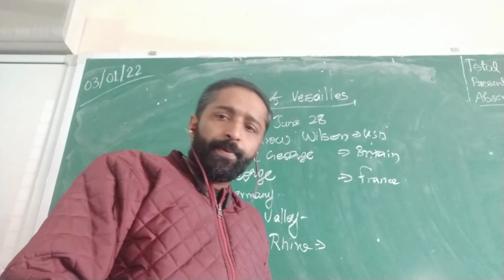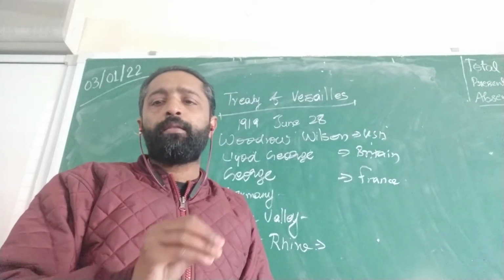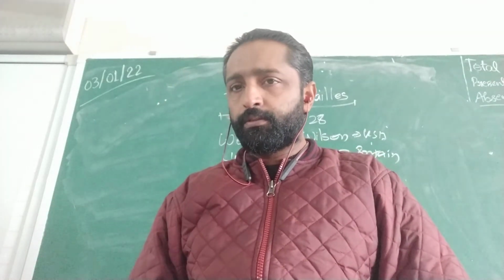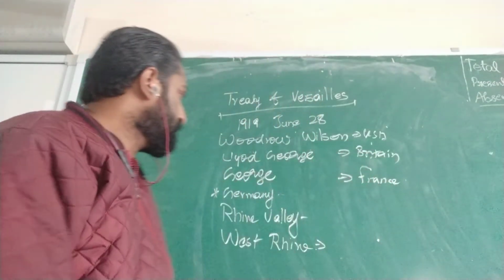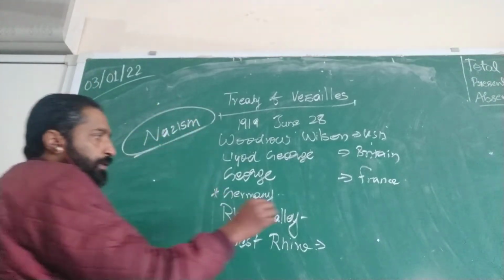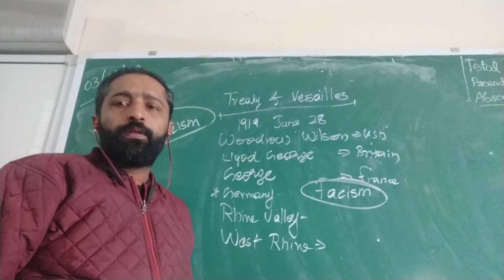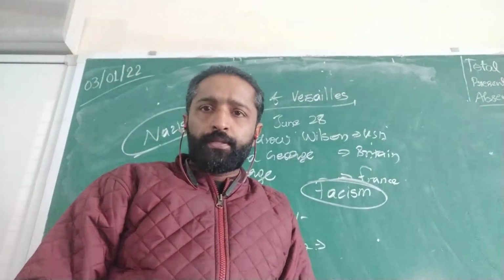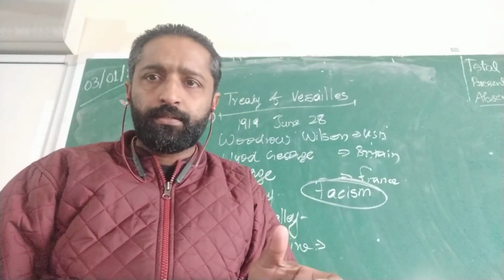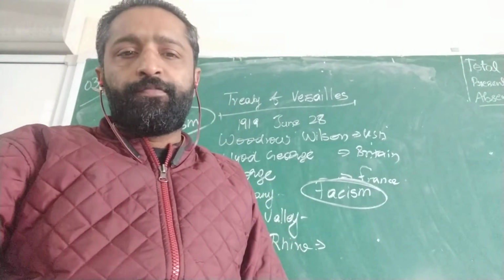Now let's move on to the next topic, that is, what are the similarities between the ideologies of Nazism and Fascism? After the First World War, there emerged the concept of Nazism in Germany and Fascism in Italy. These are the two ideologies that emerged after the First World War. And let's see what are the similarities between the ideologies of Nazism and Fascism.